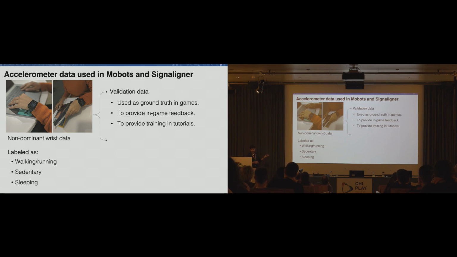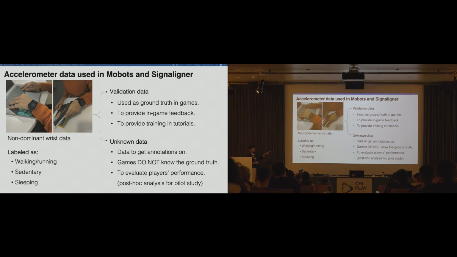The second part of this labeled data set is called unknown data, which is used to get the annotations on. So this is the data that researchers should be actually using to get annotations on their own data sets. But games do not know the ground truth on this data set. But because our research team already has all the labels, we use this to evaluate players' performance after they have played the game.